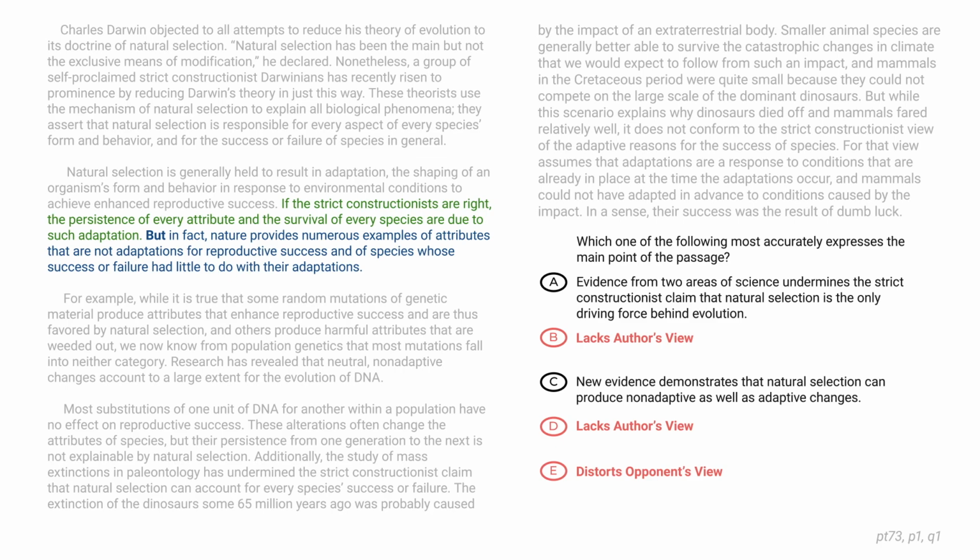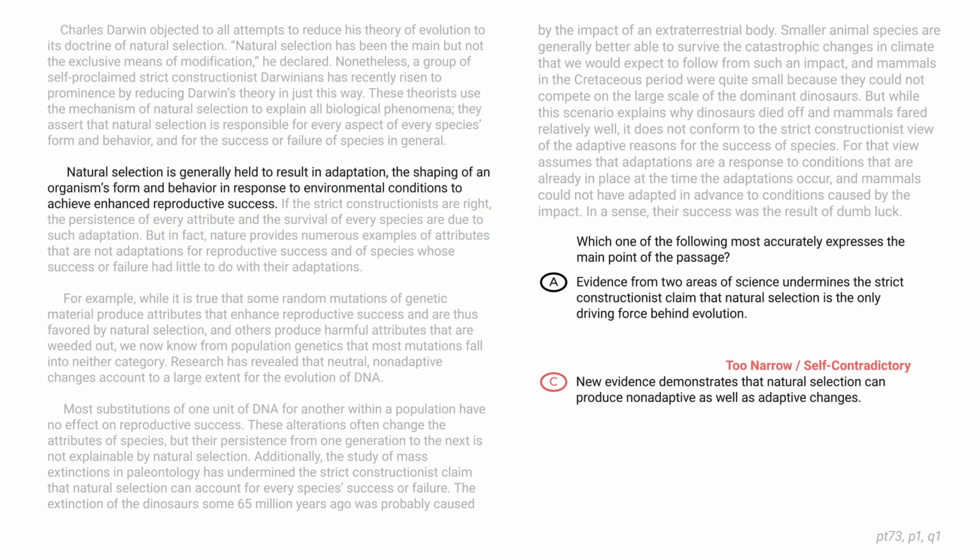C was saying that with our new evidence, we now know that natural selection can result in non-adaptive or adaptive changes. Well, again, if we do a little rereading, natural selection by definition means it's adaptive. Darwin is saying not every trait is naturally selected. Some of them are non-adaptive. So C is almost self-contradictory because if it's naturally selected for, by definition, it was adaptive.